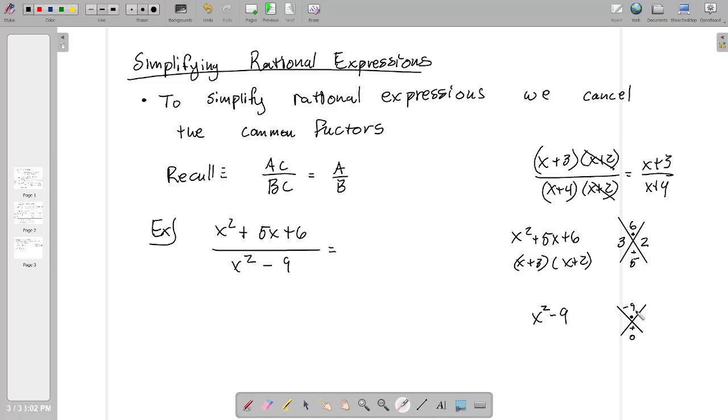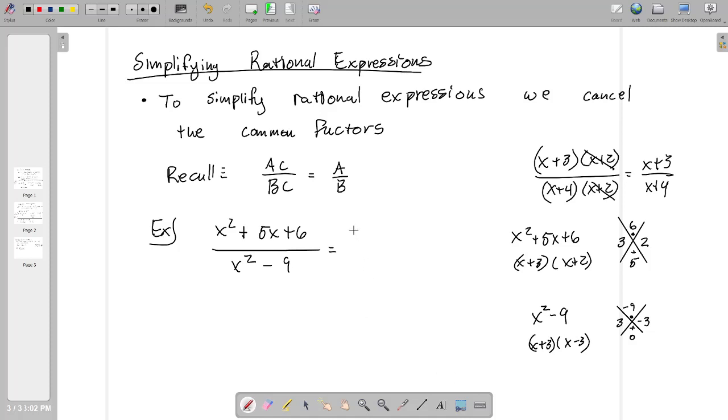So we need two numbers that multiply to negative 9 and add to 0. Now, since they need to add to 0, we know they need to be the same number, but opposite signs. And then, of course, 9 is 3 squared. So we have 3 times negative 3 gives us a negative 9. 3 plus a negative 3 gives us 0. So this will factor into x plus 3 times x minus 3.